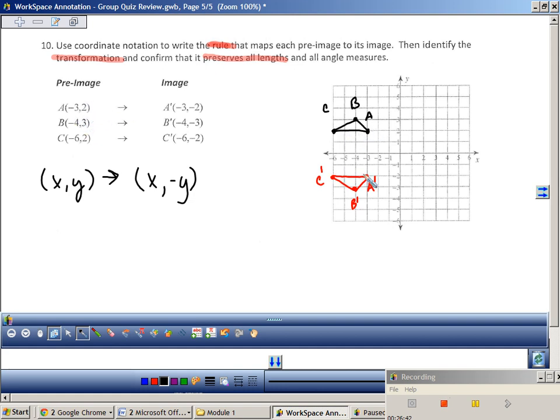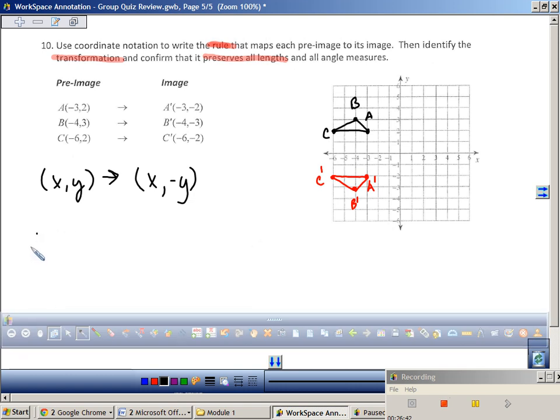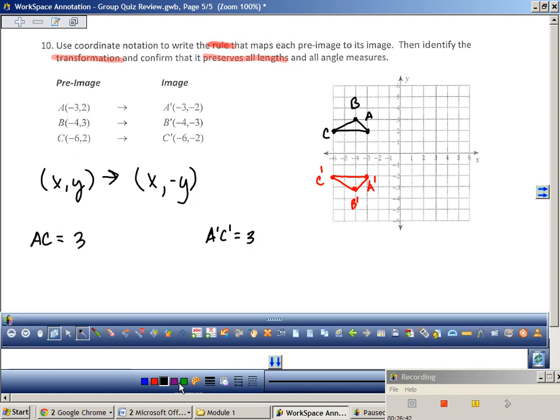Well, since I've got my picture already done, can't I see that A, C, why did I put C way out here? It's like floating. Okay. I already see that AC and A prime, C prime are the same, right? Can you see that? So what is AC? Distance of AC. Measure of AC. 3? And what's A prime, C prime? A prime, C prime is also 3. That was easy. Let's measure AB.